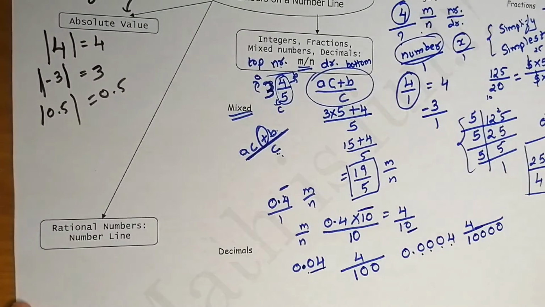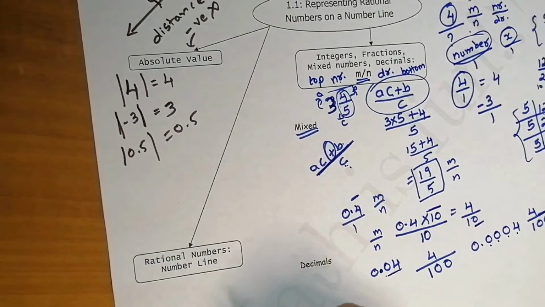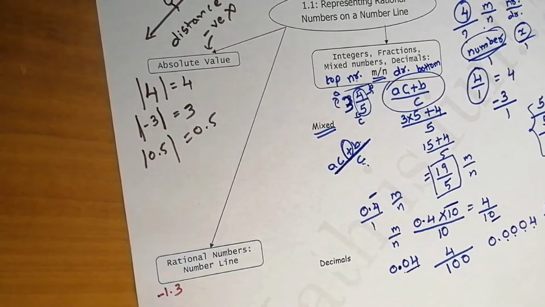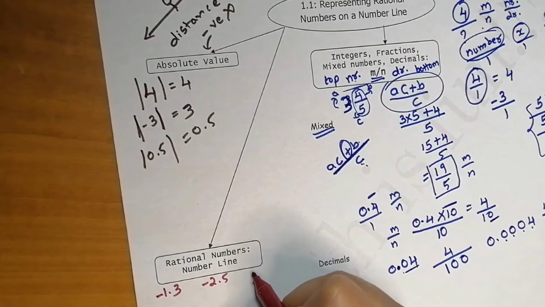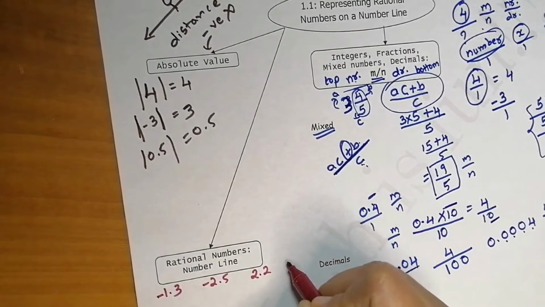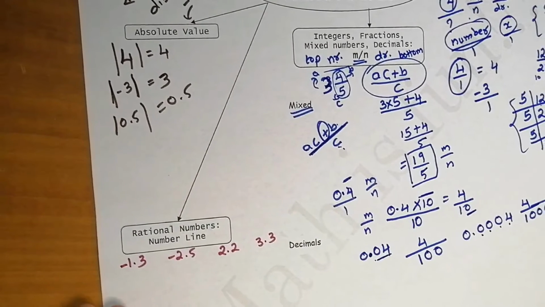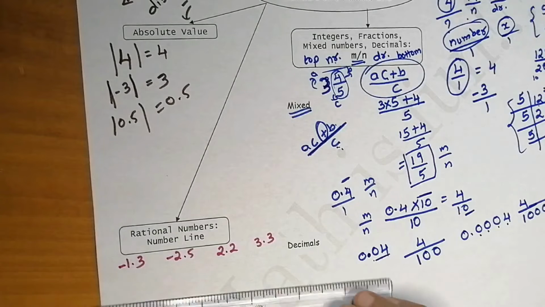So let's move to the next part now, which is rational numbers on a number line. What do you do? How do you do it? So for example, you want to represent numbers like minus 1.3 or minus 2.5 or a number like 2.2 or 3.3 on a number line. So how do you do that? You need to use your scale and your pencil, right? So let's draw here.